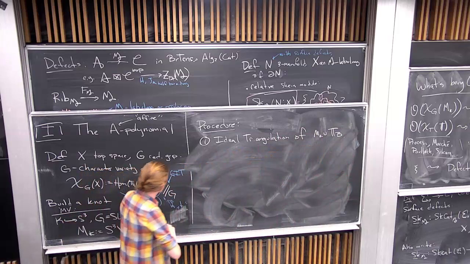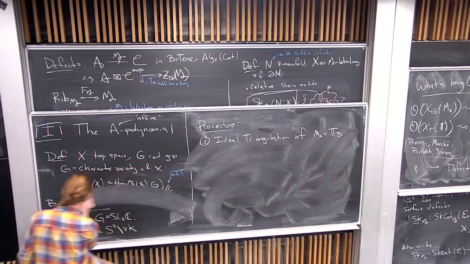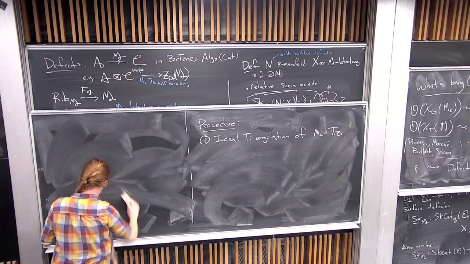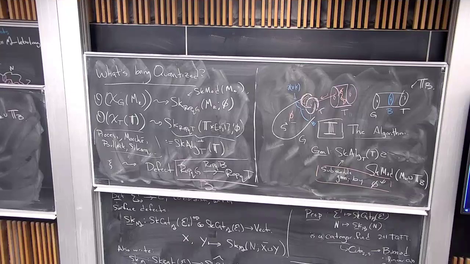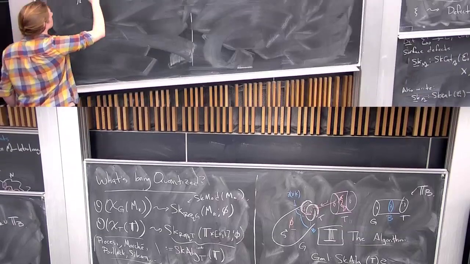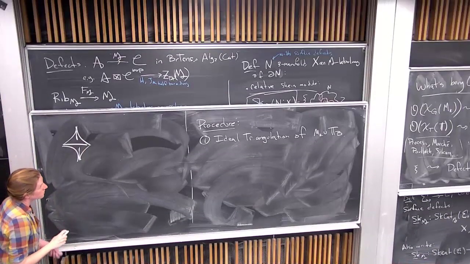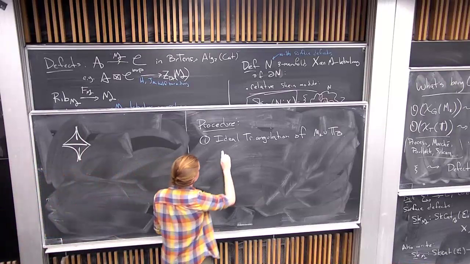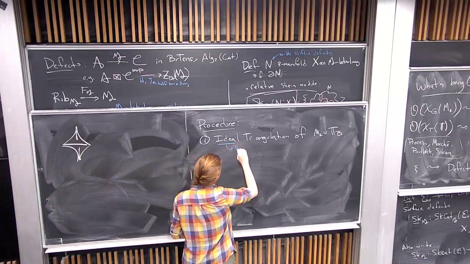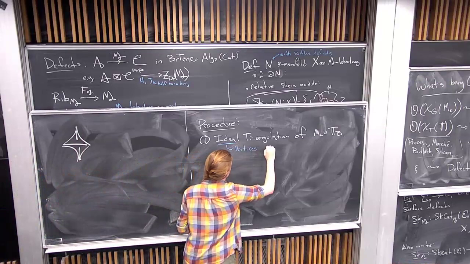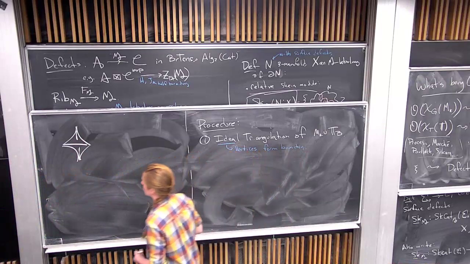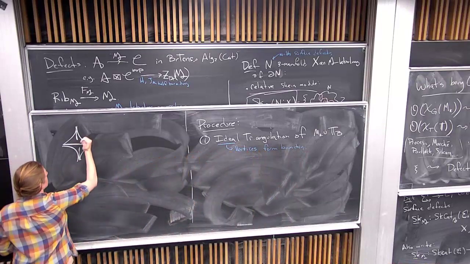Right? So my ideal triangulation looks like this. And what I want to do is, so an ideal triangulation, what this part means is that my vertices form the boundary. So what I'm going to do is I'm going to truncate these vertices.